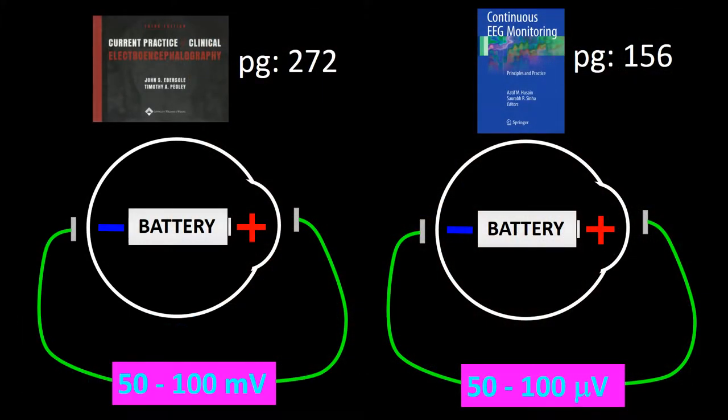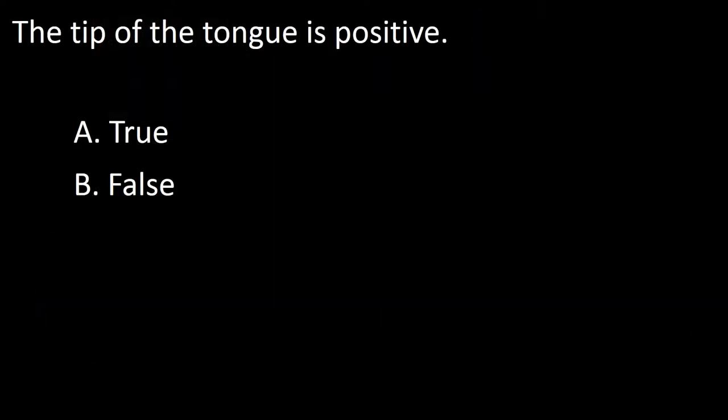But in the process of looking for this number, I found a discrepancy about the value of DC potential for the eyes. In Ebersole, the potential is given in millivolts, whereas in another book, Continuous EEG Monitoring, it is given in microvolts. So the answer to this question is false.